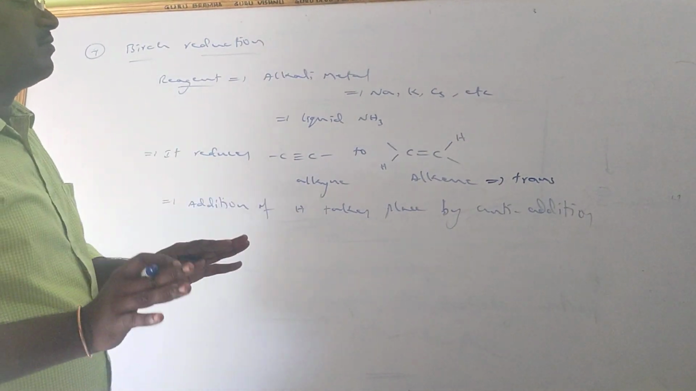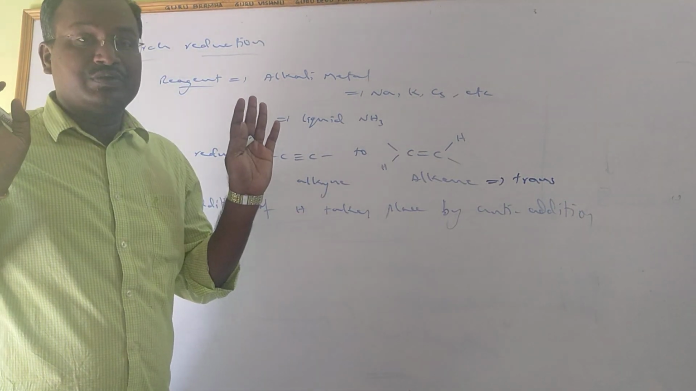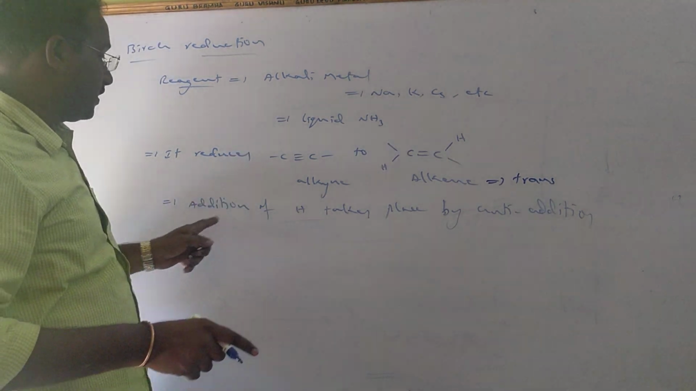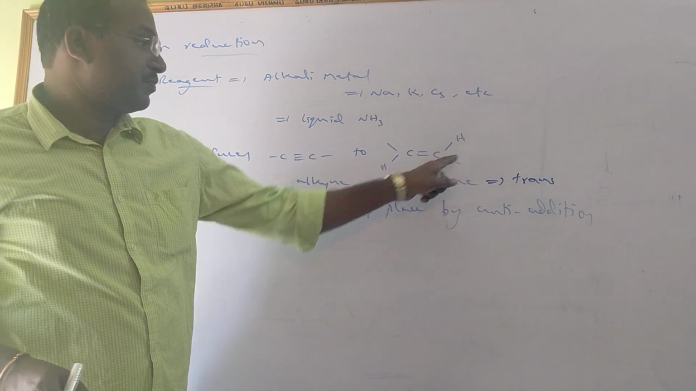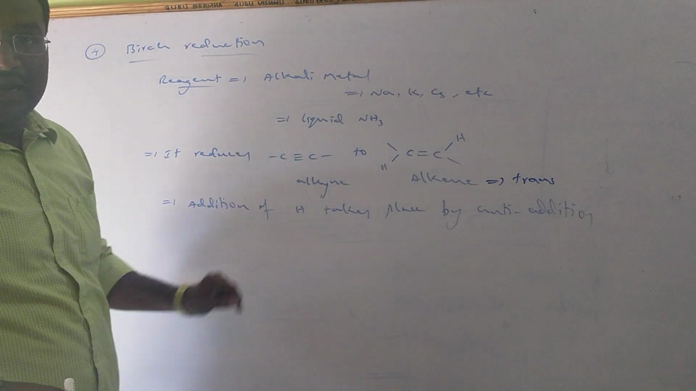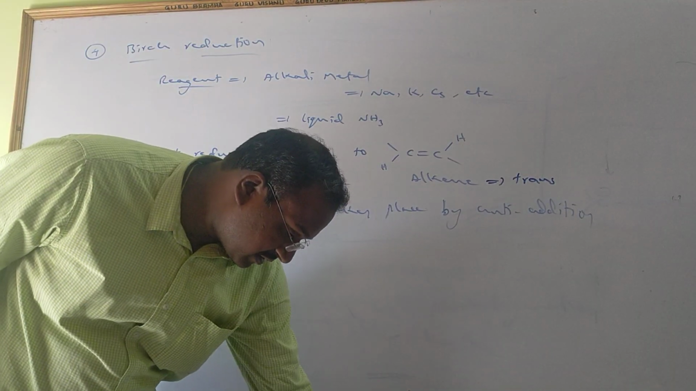Cis alkene will be formed by syn addition. Syn addition means addition of two hydrogens to the unsaturated bond from the same side. But here the addition of two hydrogen atoms takes place from opposite sides. Addition of two hydrogens from opposite sides is called anti-addition. In the presence of this, anti-addition takes place. So C triple bond C converts to C double bond C.